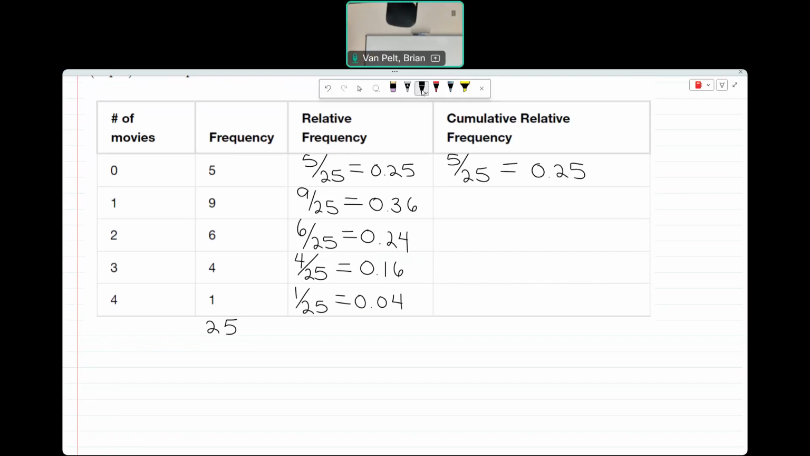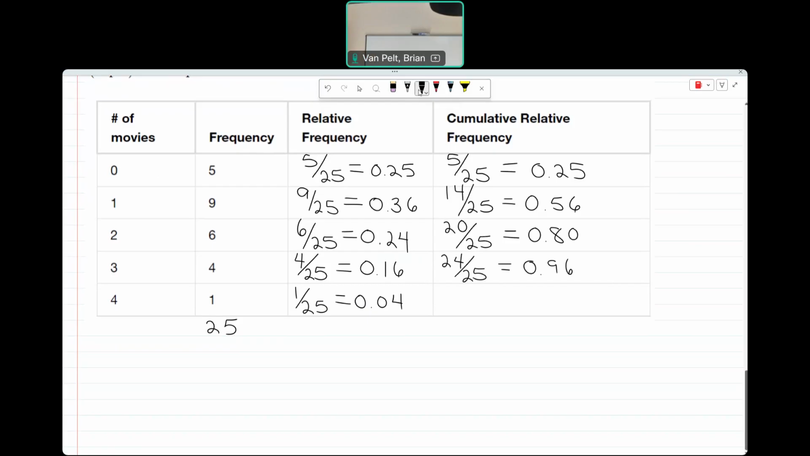A decimal is not a fraction. We take the 5 and add the 9 to it, so you get 14 out of 25. As a decimal, it is 0.56. This column is going to get to 100% by the time you get to the bottom of it. What's going to be my next entry? 20 over 25. The fractions are kind of easy for this particular problem. We're at 0.80 right now. What's my next one going to look like? 24 out of 25, and we are at 0.96. And then finally, on the last one, it's 25 out of 25, or 1.